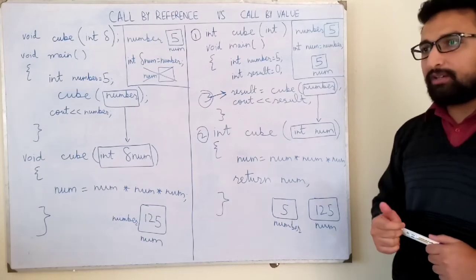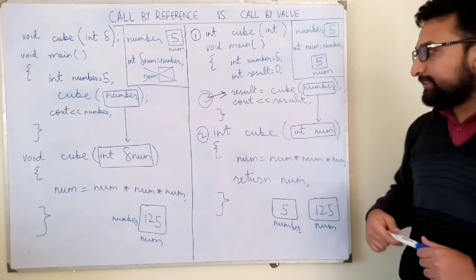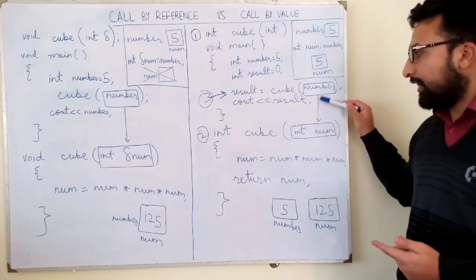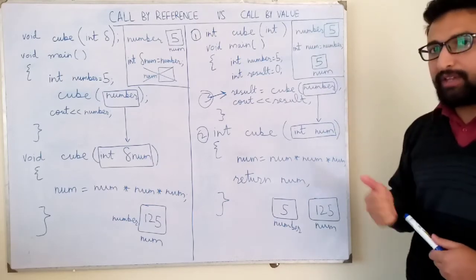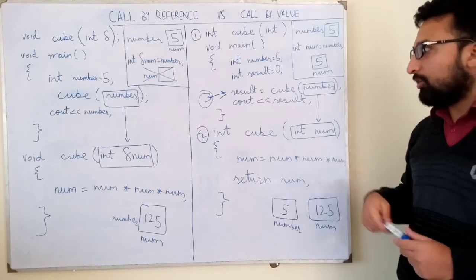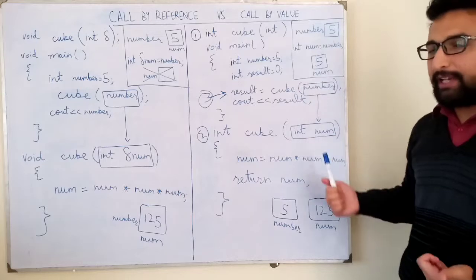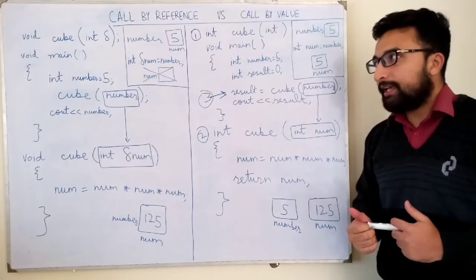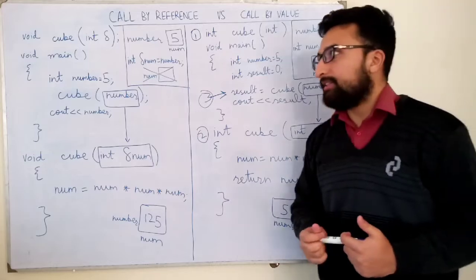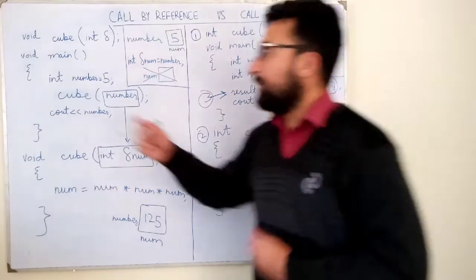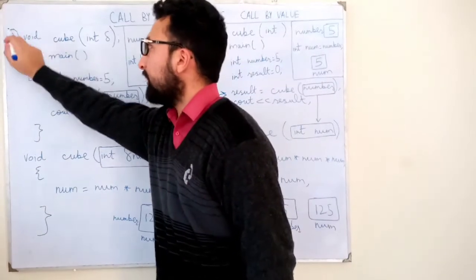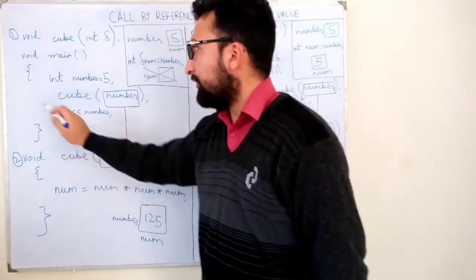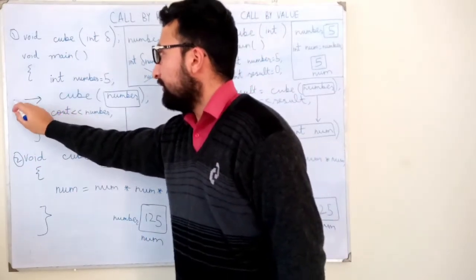What it means to call the function by value is that the value of this variable number was being passed to this variable num. So this function call is the call by value that we are talking about. Now let us look at how we can do the call by reference. Similarly, there are three different steps in call by reference. First is the prototype writing, second is the definition of the function, and third is the function call.